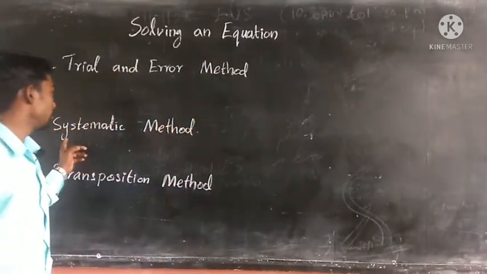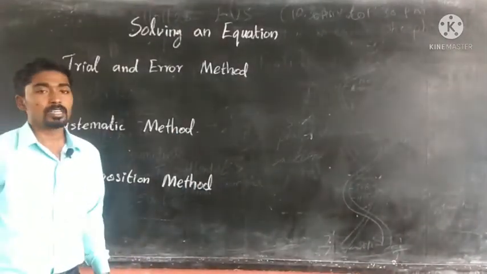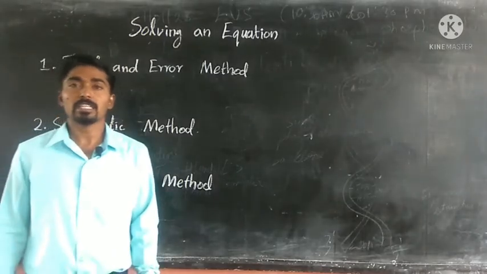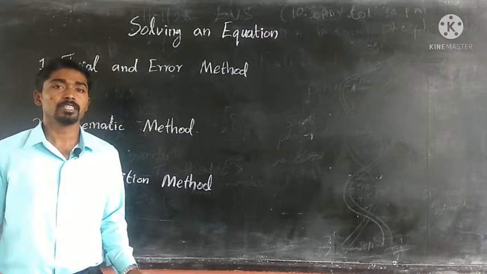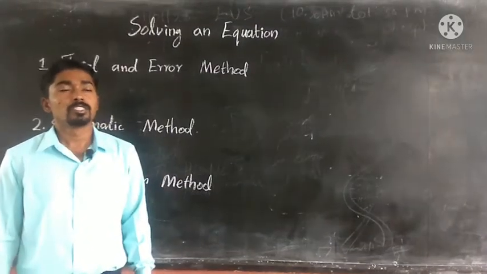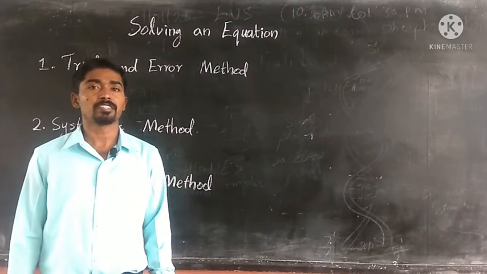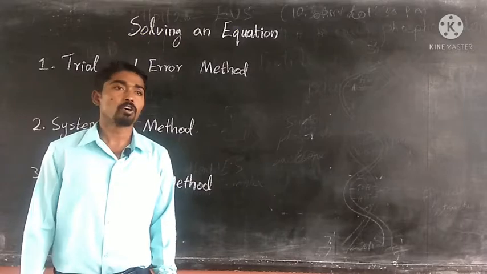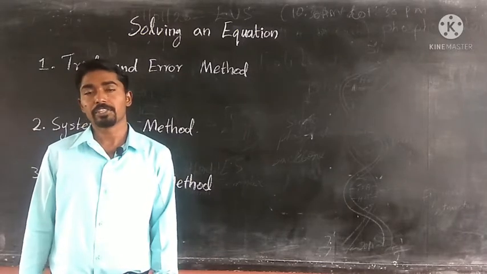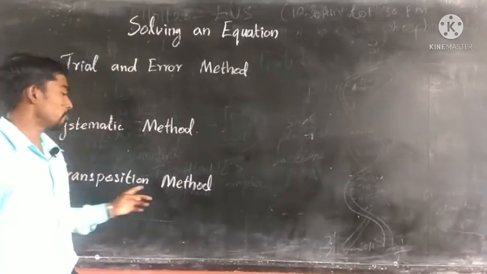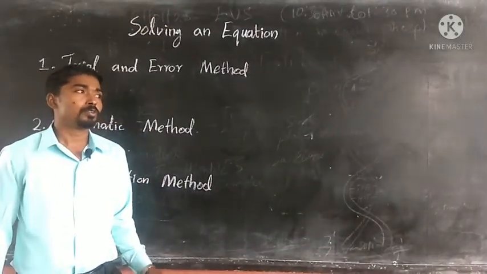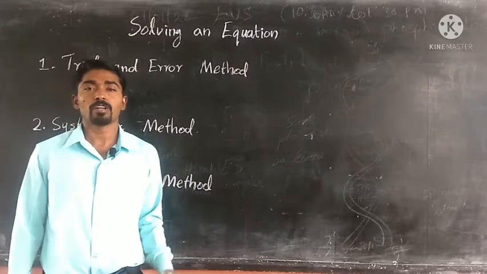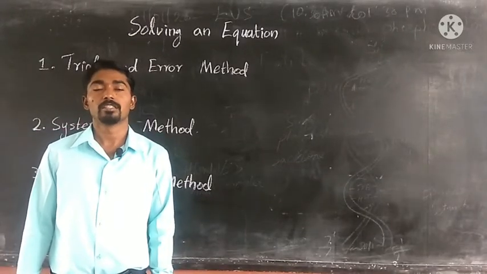Next method is systematic method. In systematic method, we can add or subtract or divide or multiply the same quantity to both the sides of an equation without affecting the equation. Third method is transposition method. It is nothing but to change the position of a quantity from one side of an equation to the other side.